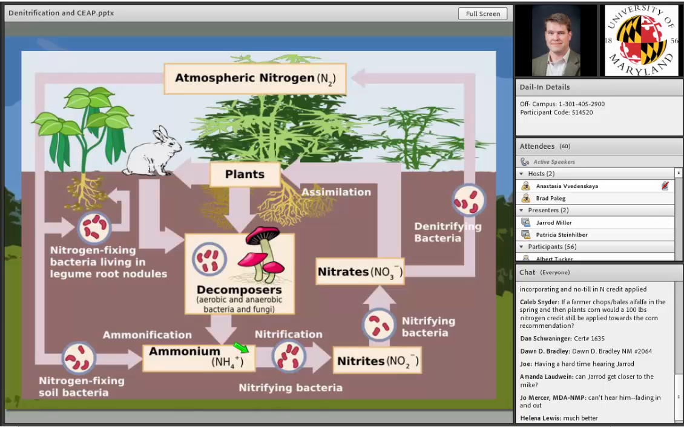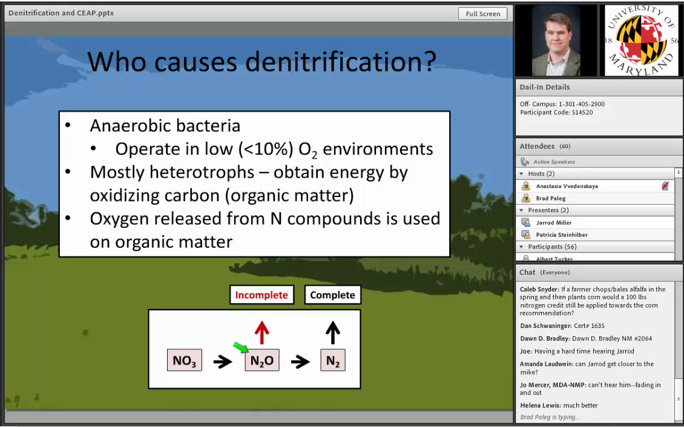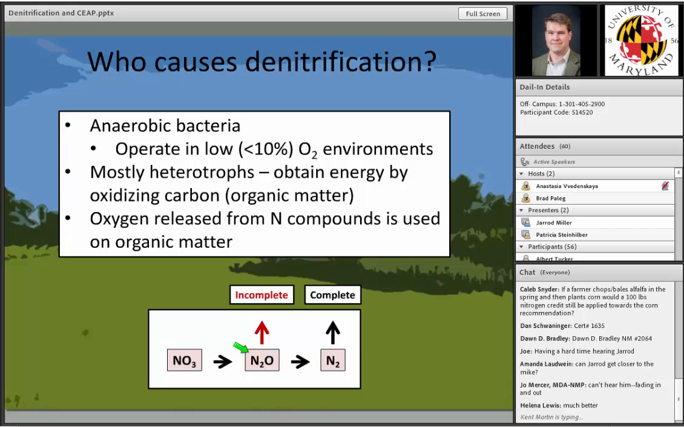So who causes denitrification? It's anaerobic bacteria. And anaerobic means no oxygen or low oxygen. Some of these microbes that do denitrification can operate in both aerobic and anaerobic environments. But for denitrification to occur, it's usually an environment that has less than 10% oxygen. So in soils, this would be an environment that's saturated. Oxygen diffuses into soil about 10,000 times slower through water than through air. So once your soil starts to have moisture in it or becomes saturated, you end up with less oxygen.